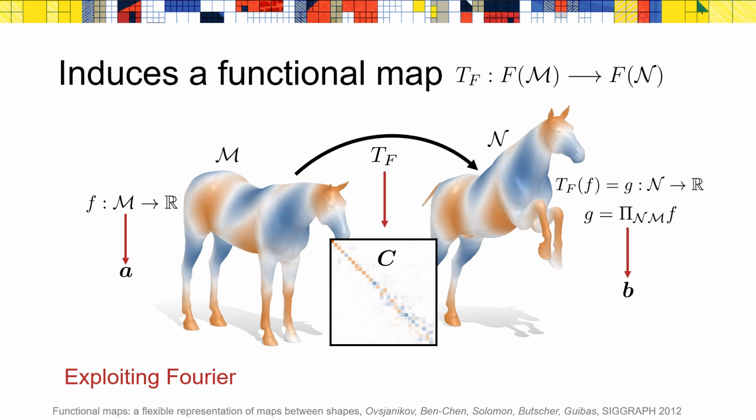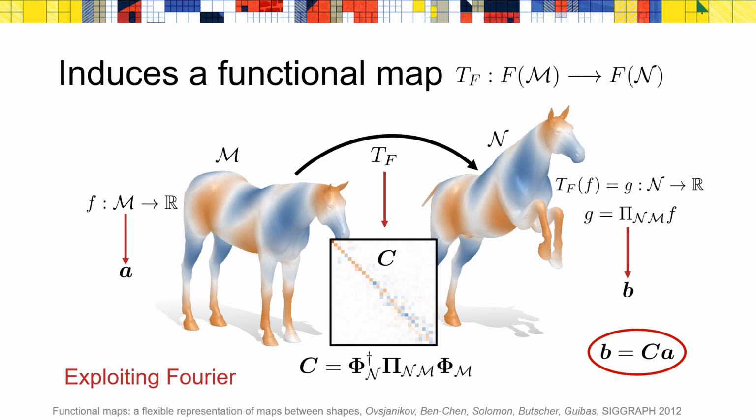The functional map Tf is represented in this setting as a matrix C that corresponds to the change of basis from the Fourier basis of M to the Fourier basis on N. And so the coefficient b of the function g, that is the image of f through the functional map, can be obtained as the product between this matrix C and the set of coefficients a from the function f on M.